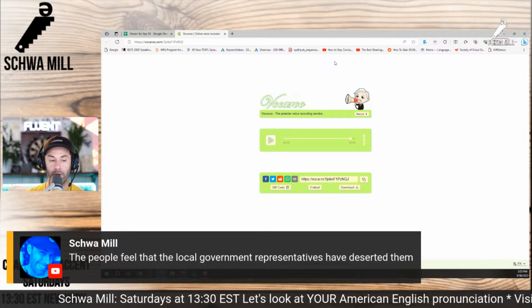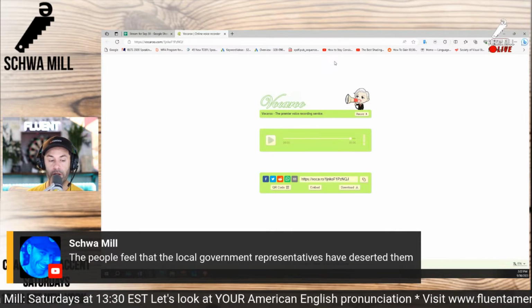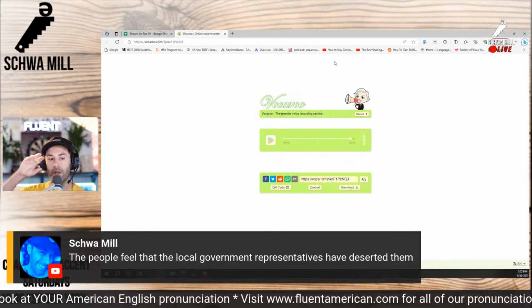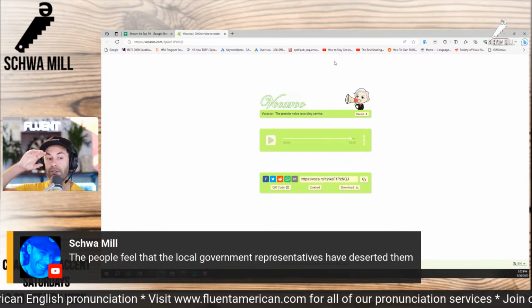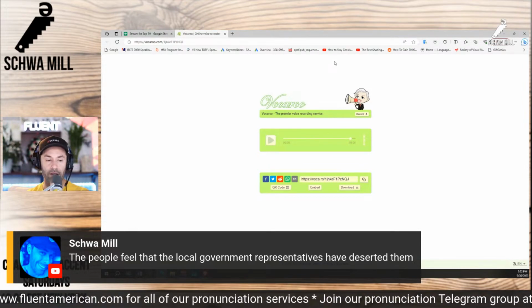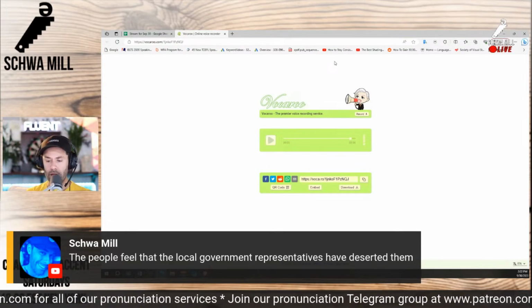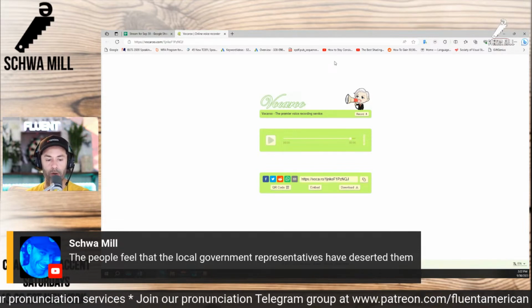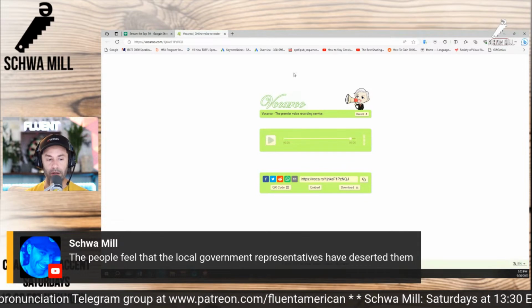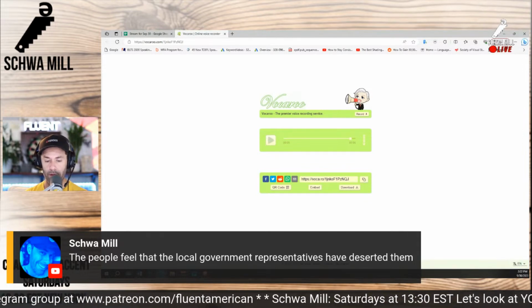The people feel that the local government representatives have deserted them. Something like that would add a lot more contrast. The people feel that the local government representatives have deserted them. So again, just like here, something like that, I think would be a little bit more contrast to what you're saying. The people feel that local government representatives have deserted them. Something like that. I think just playing around with the pitch levels. Those are the main things.